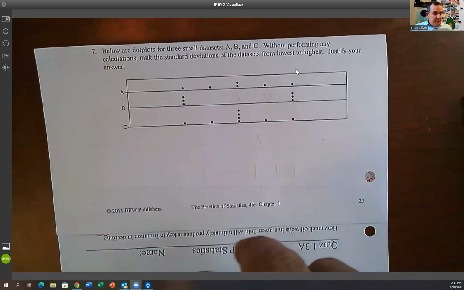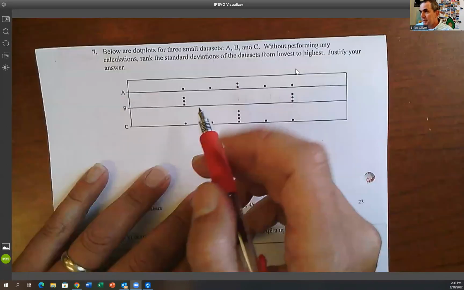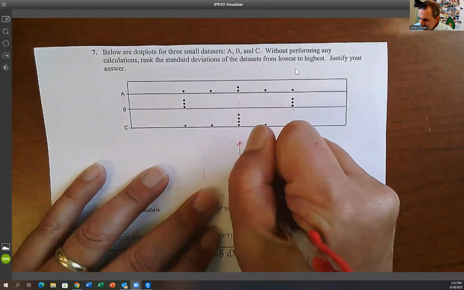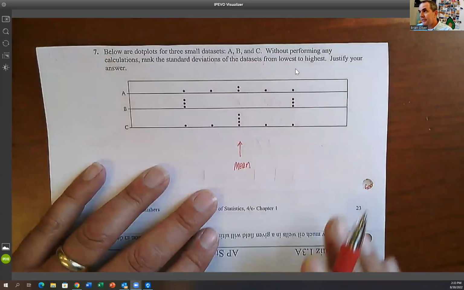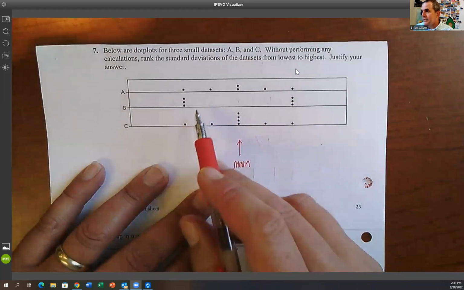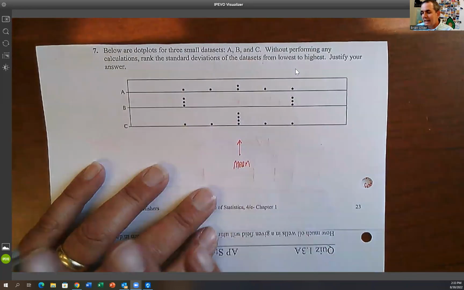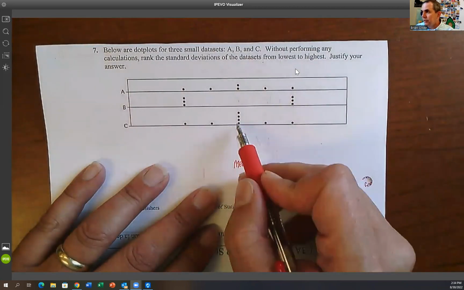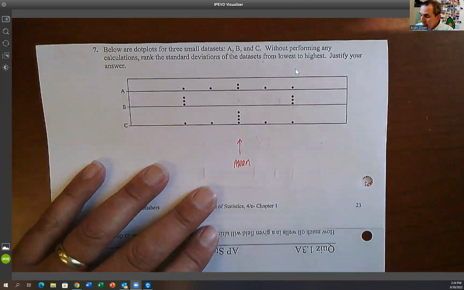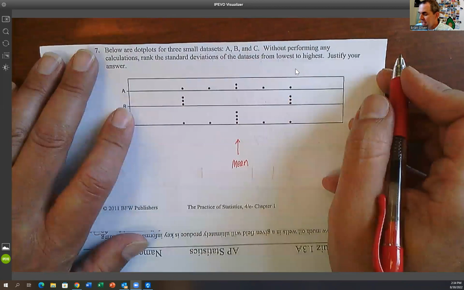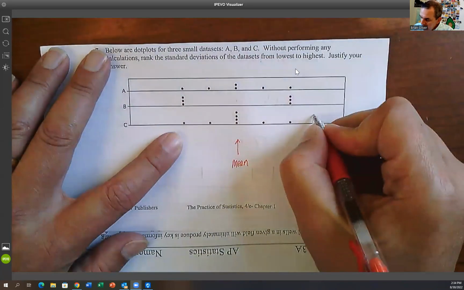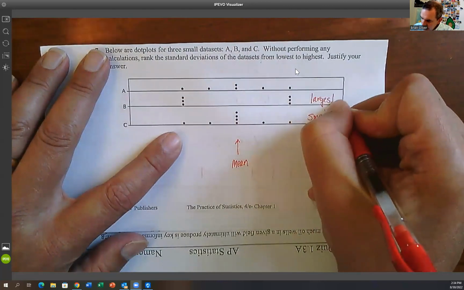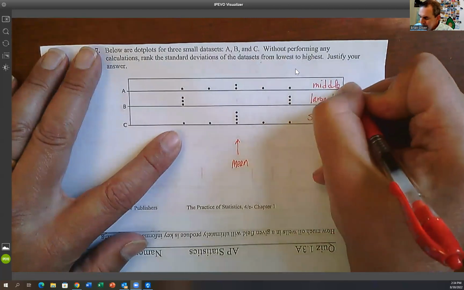I'm going to let you know that all of these graphs down here have the same mean. Every single one, A, B, C, all have the same mean. If I were to average them out, the mean falls right here in the middle. What I'm going to talk about is standard deviation. Standard deviation talks about how far, on average, one of these data points falls from that mean, that center. If I was going to rank them from the smallest standard deviation to the largest, this one is going to have the smallest, this one's going to have the largest, and this one's going to be in the middle. Let me explain why.